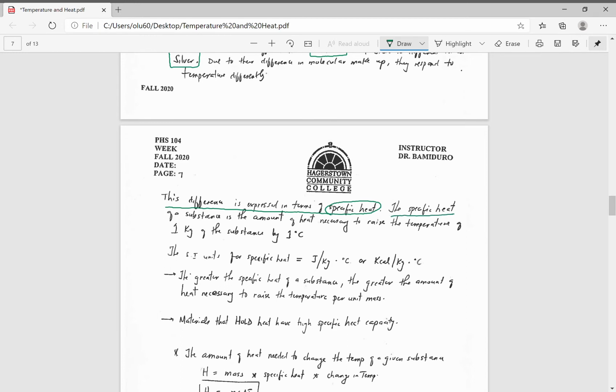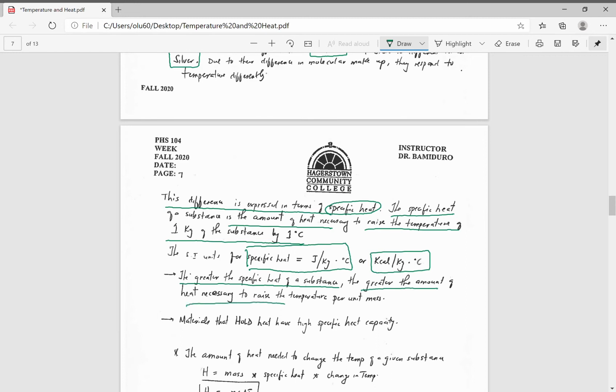The specific heat of a substance is the amount of heat necessary to raise the temperature of 1 kilogram of a substance by 1 degree Celsius. And the unit for that is joules per kilogram per degree Celsius. And of course, it's also in kilocalories as well. So the greater the specific heat of a substance, the greater the amount of heat necessary to raise the temperature per unit mass. And think of how that also applies to density as well.